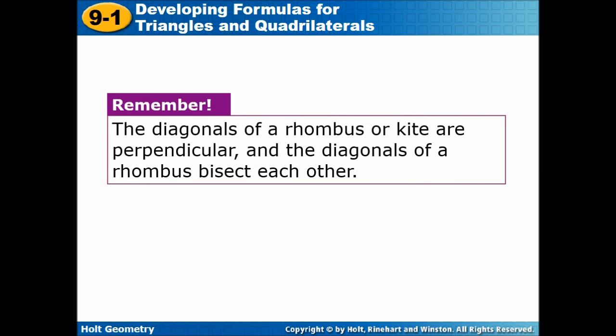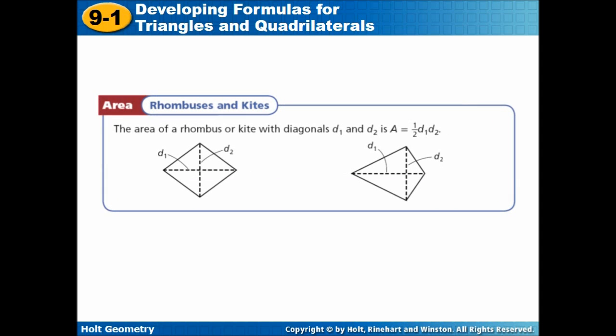All right, remember that the diagonals of a rhombus and a kite are perpendicular, and the diagonals of a rhombus bisect each other. Now, why are we going to talk about those? Well, obviously, we're going to be examining the areas and the perimeters of those particular figures. So let's take that information and move on.